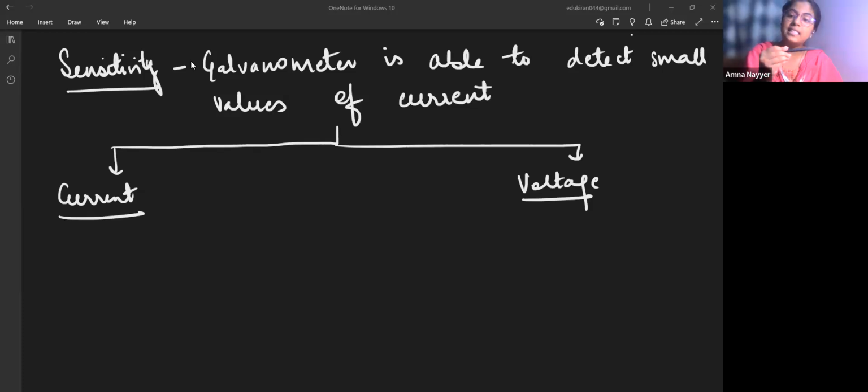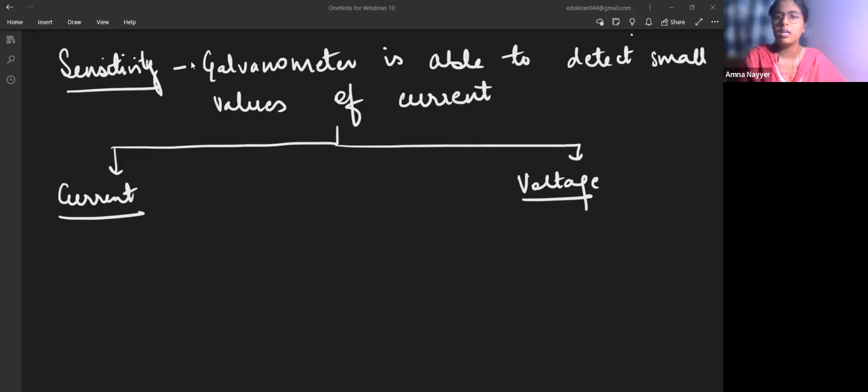So I'll call this second one a sensitive galvanometer, because for a very small amount of current, it is giving me a large value of deflection, right? You can relate it with the word sensitive, the way in common English we use the word sensitive. You can use it for people also. We say this person or that person is very sensitive.